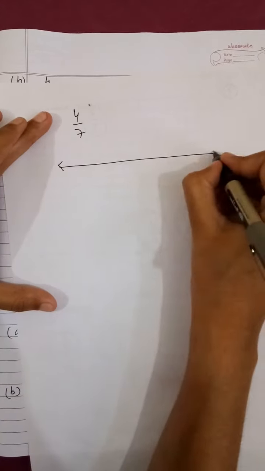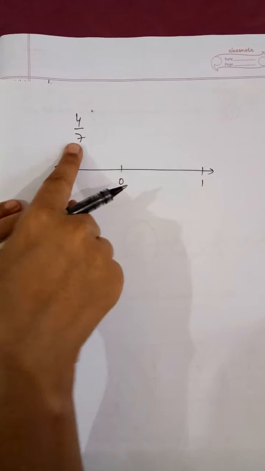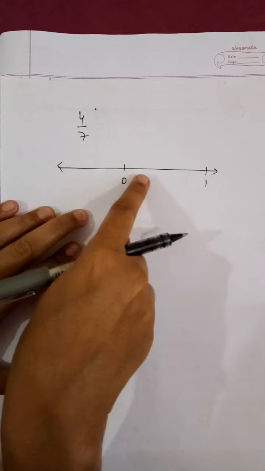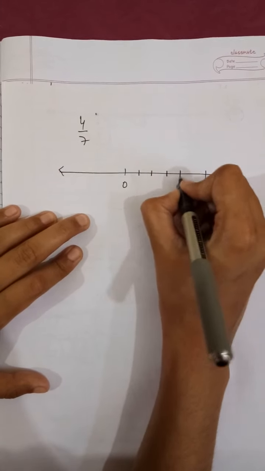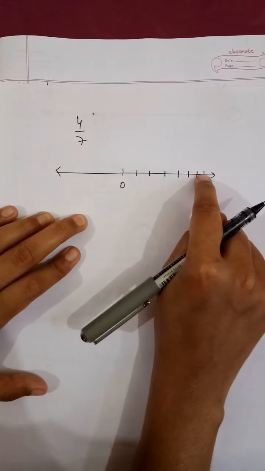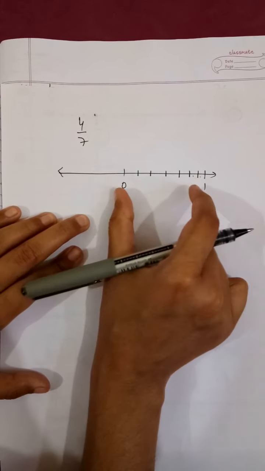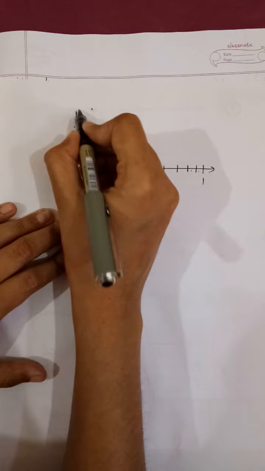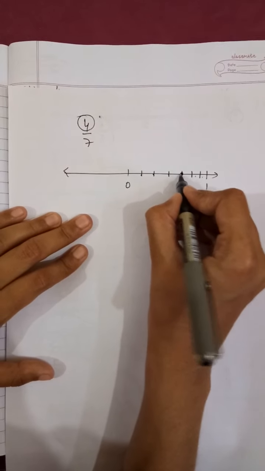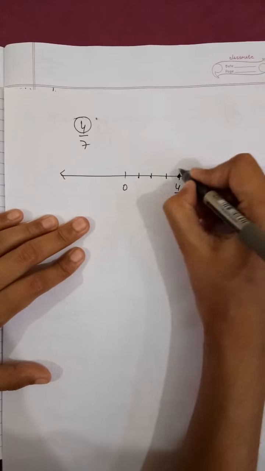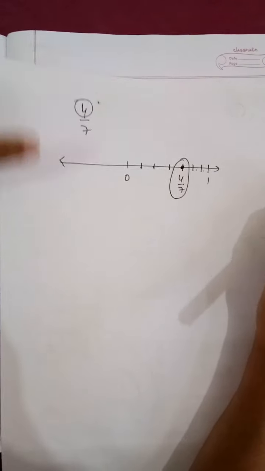Again we are going to draw a number line, 0, and here it will be 1. Now since in the denominator 7 is there, I am going to divide this into 7 parts. 1, 2, 3, 4, 5, 6, and this section is 7. 1, 2, 3, 4, 5, 6, and 7. 7 parts are there between 0 and 1. Now what is in the numerator? 4. 1, 2, 3, 4. This is going to be 4 upon 7. That's how you are going to represent the rational number on the number line.